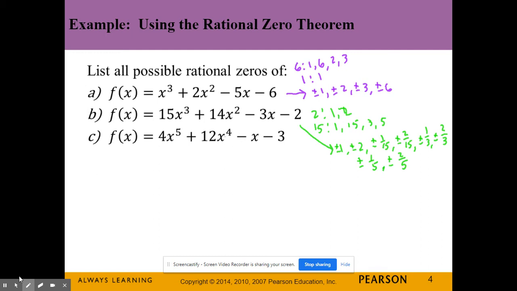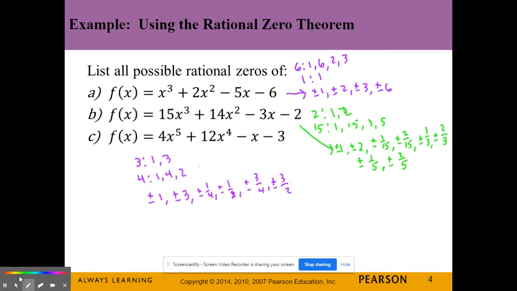Why don't you pause it now, try C, and see if you come up with the same numbers that I do. So all the factors of 3 are 1 and 3. All the factors of 4 are 1, 4, and 2. 1 divided by 1 is 1. 3 divided by 1 is 3. 1 divided by 4 is 1/4. 1 divided by 2 is 1/2. 3 divided by 4 is 3/4, and 3 divided by 2 is 3/2.